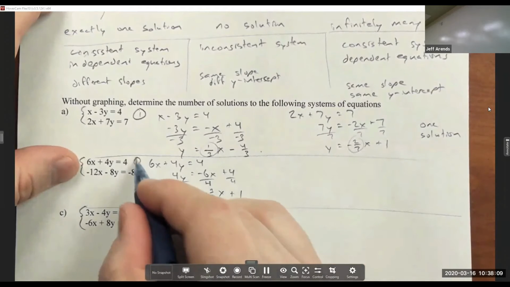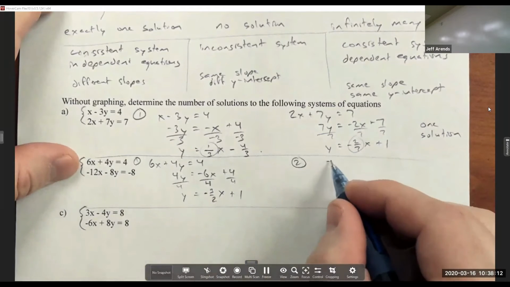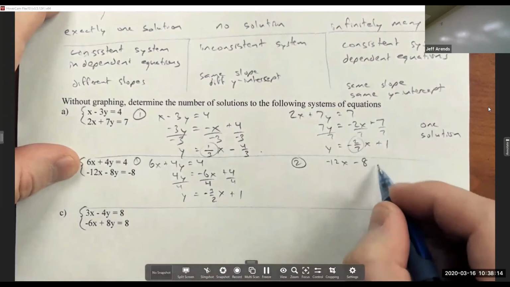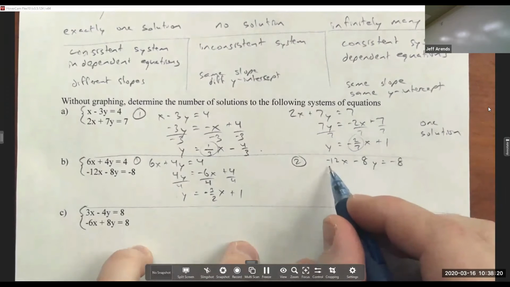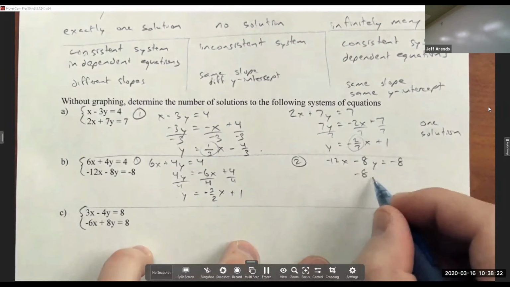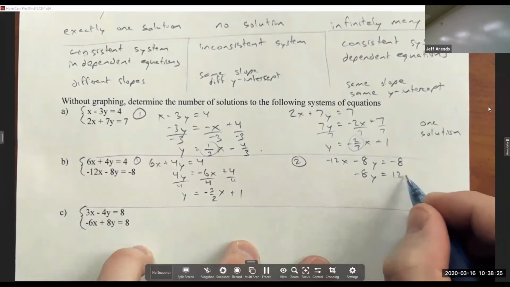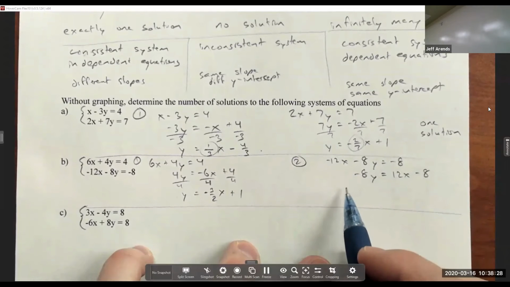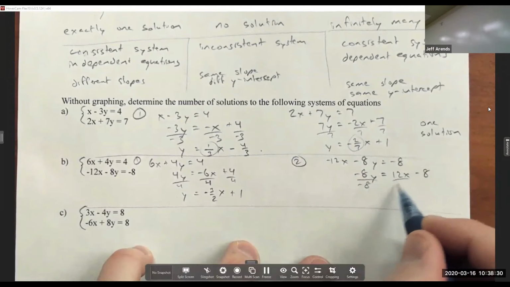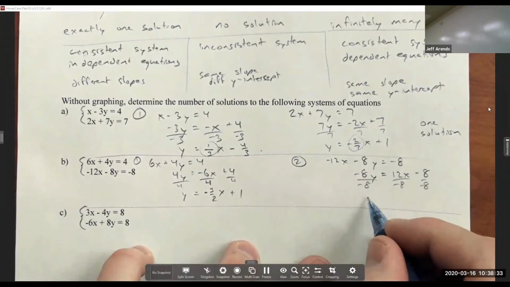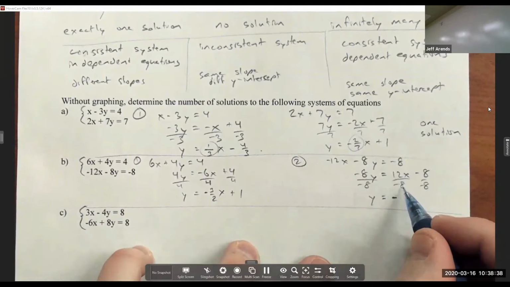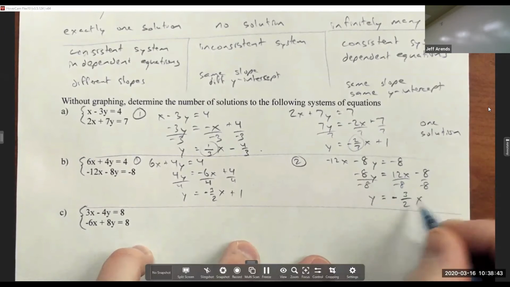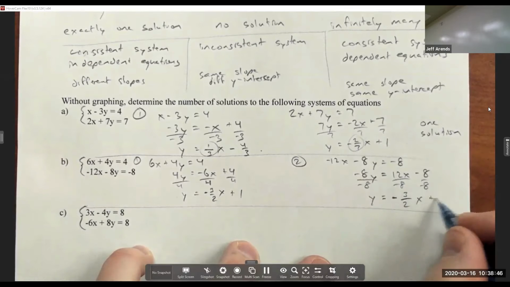That's my first equation. For my second equation, I have negative 12x minus 8y equals negative 8. Looks like I want to add 12x to both sides. I get negative 8y equals 12x minus 8. Divide both sides by negative 8. I get y equals, let's see, this is a negative, because I'm taking a positive number divided by negative. There's a common factor of 4 that I can cancel, leaving a 3 up top and a 2 down below. Negative 8 divided by negative 8 is positive 1.